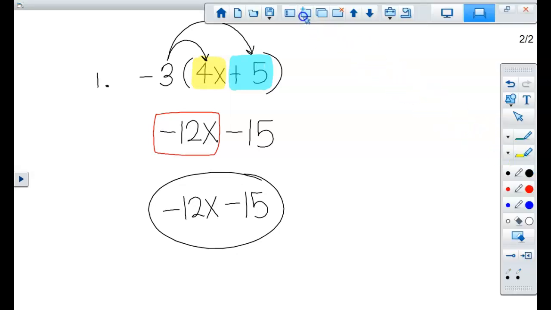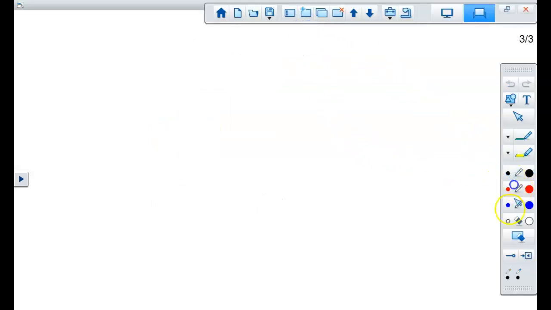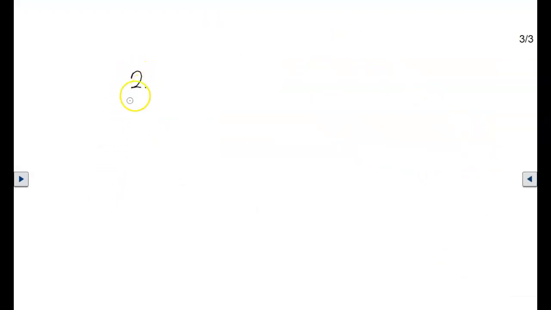Distribute if you have to. Combine like terms if you have to. Once you get those two steps done, you're finished. All right, let's do -5 times 2x minus 3.